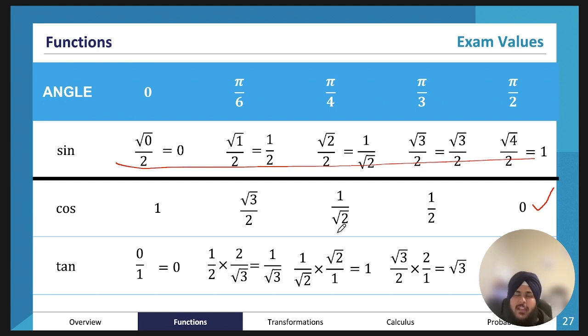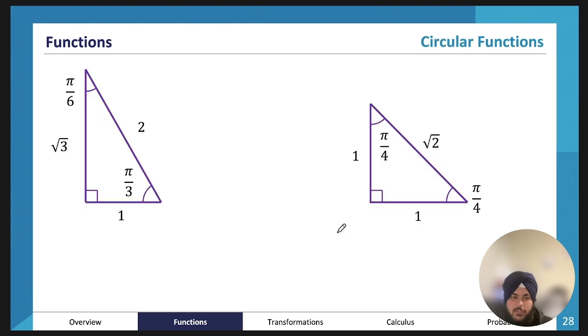But I would say, if not by the end of year 11, then definitely before the beginning of year 12, have this sort of memorized so that you're not struggling next year and you can focus more on the harder aspects of circular functions.